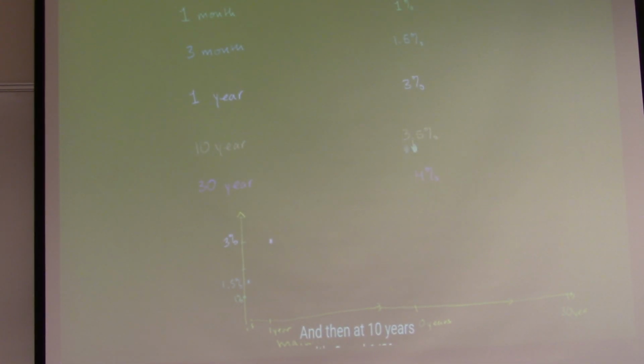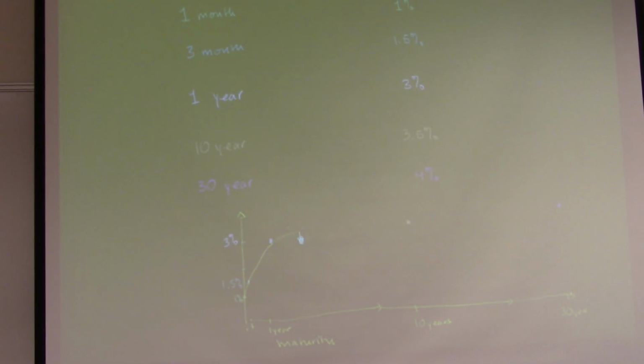And then at 10 years, it's 3.5%. So 3.5 is right over here. We want that to be 10 years. I'm just plotting that point. And then at 30 years, it's 4%. So 4% is what we get at 30 years. And if we connect the dots and draw a curve, we are giving ourselves the yield curve.